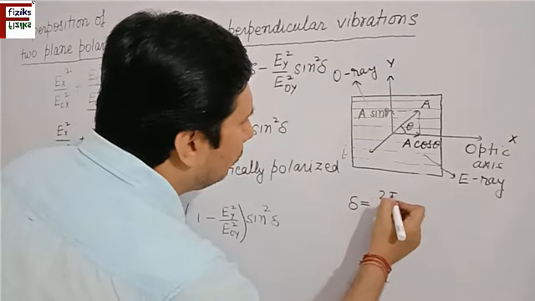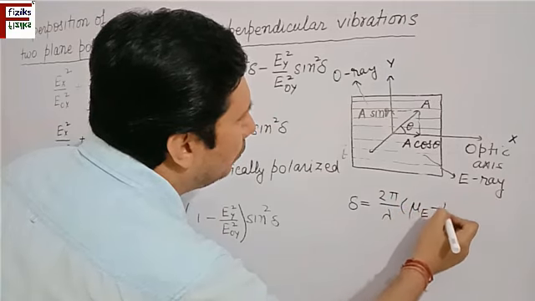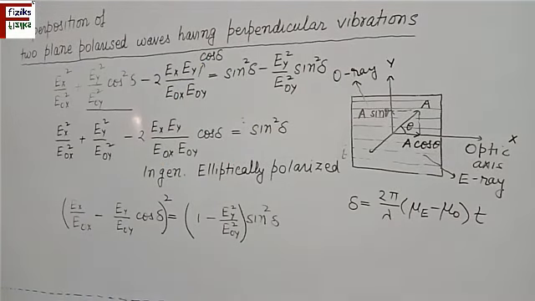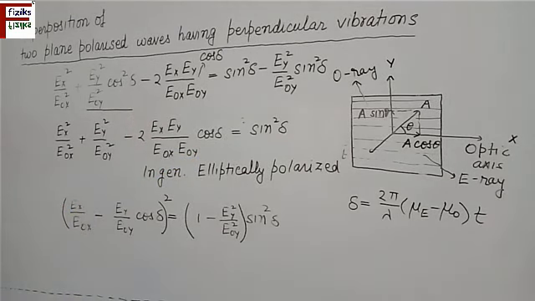This is equal to 2 pi by lambda times (mu E minus mu O) times T in calcite. So basically this delta is depending upon thickness. So by changing thickness or by choosing thickness, you can create any delta in between O ray and E ray. So by creating different values of delta, we can produce different types of polarized light in this case. So one by one I am going to discuss all these cases.